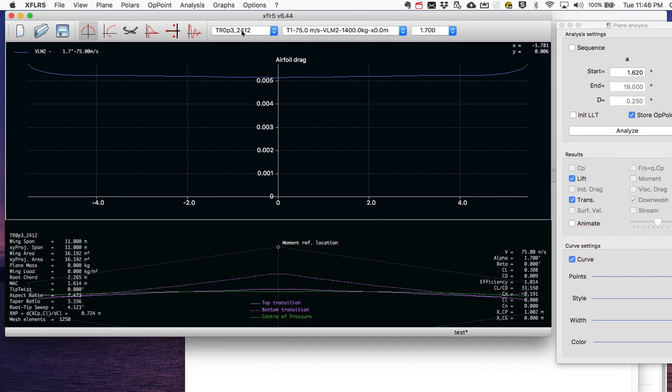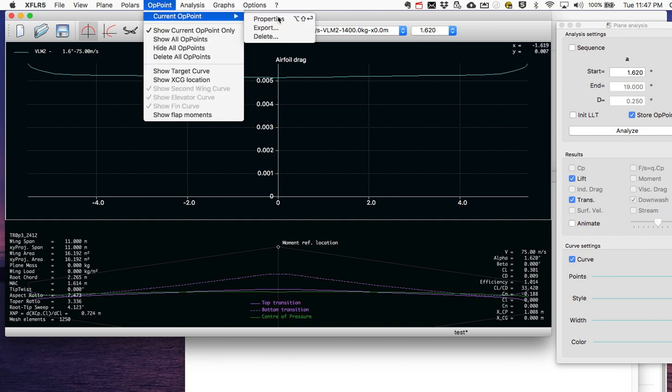If I come up, make sure I'm in the right operating point. Where did we end this? We actually ended with 1.62. Yeah, 1.62. So you want to make sure you have the right operating point, meaning that the wing section's the one you're thinking about, and you are at the angle of attack that produces the right lift coefficient 0.3. Now I can check my operating point properties.